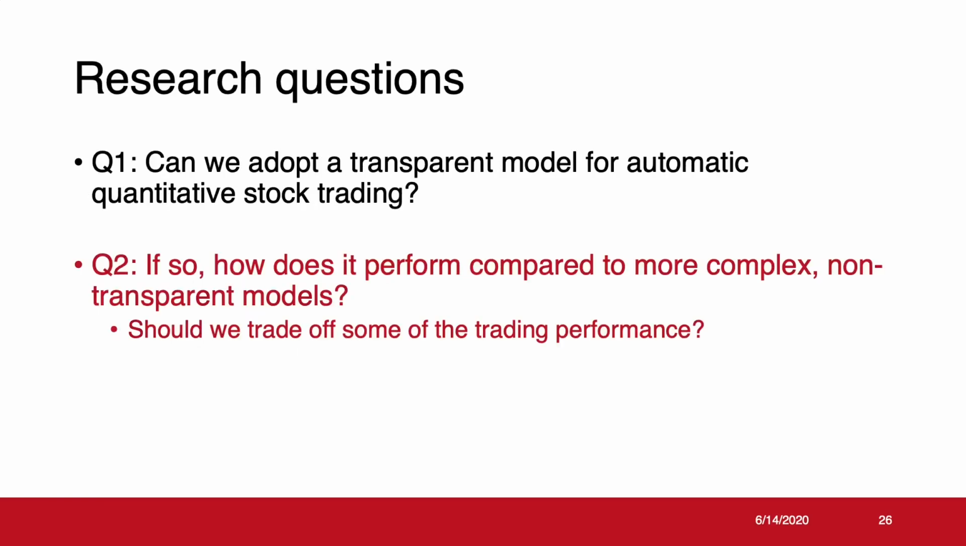With the forecasting plus trading pipeline, we tackle the second research question. How does the associative classifier compare to more complex but non-transparent models? And do we need to trade off some of the trading performance for interpretability?